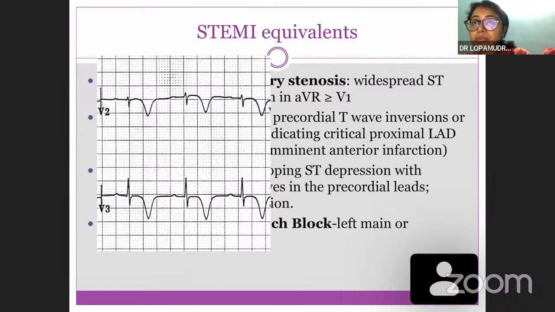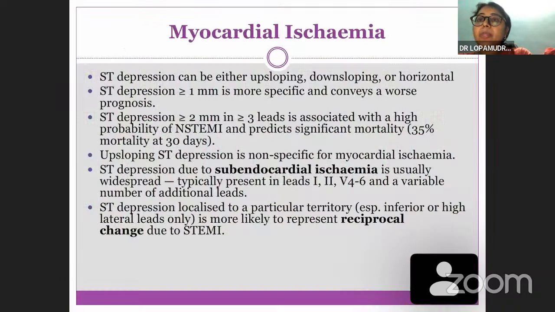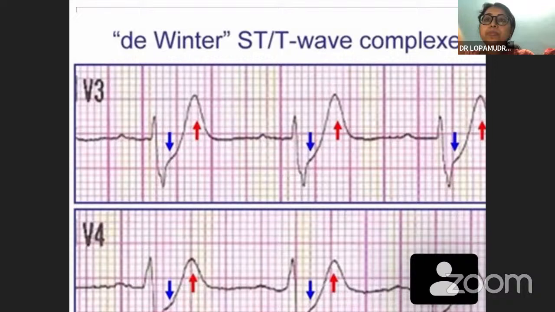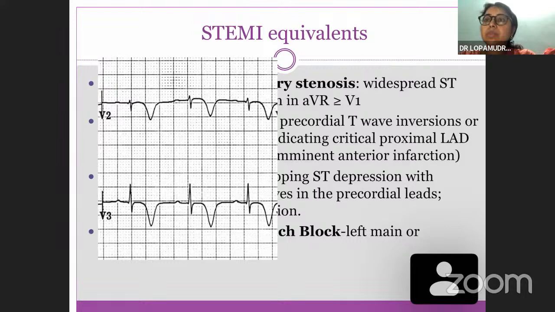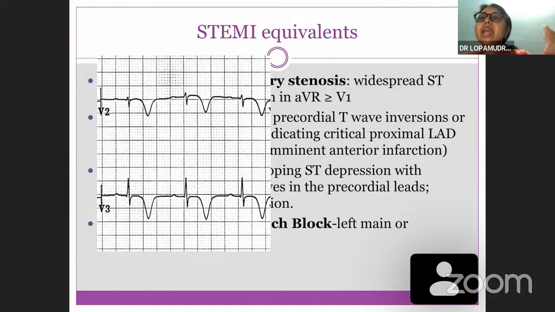Then we can have precordial Q waves, and precordial T waves. Then we can have only inverted T waves in the leads. That indicates that it is the Wellens sign. Only large inverted T waves will be present.